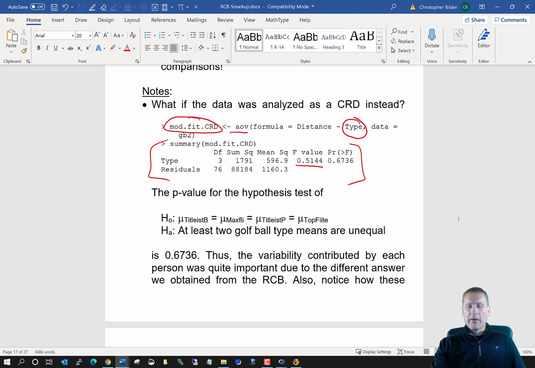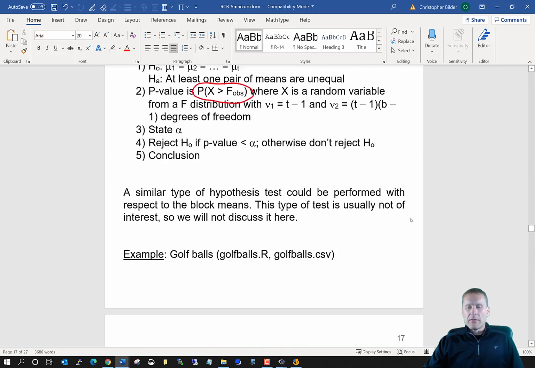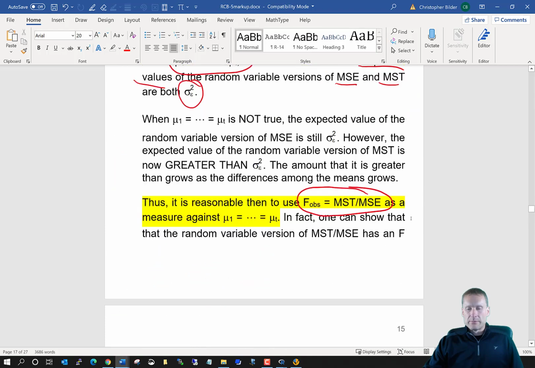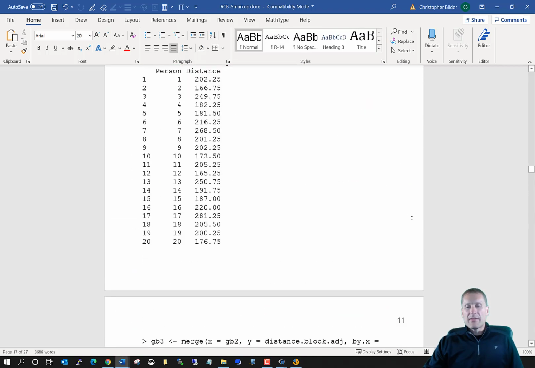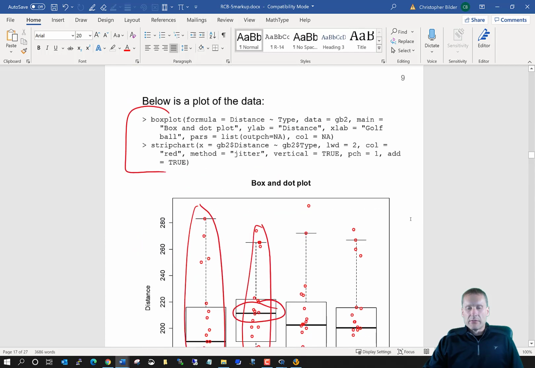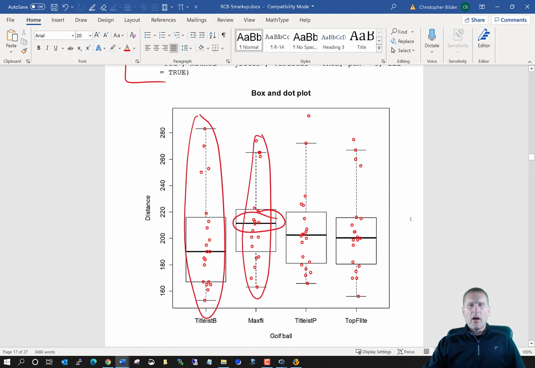Look at my F value. Look at that p-value there. It's quite high, 0.67. And to be honest, it's really not surprising, if I go back in the notes here, given what we had seen in this plot. We saw this large overlap from one golf ball type to another. P-value 0.67, yeah, that seems reasonable based upon what I see there.